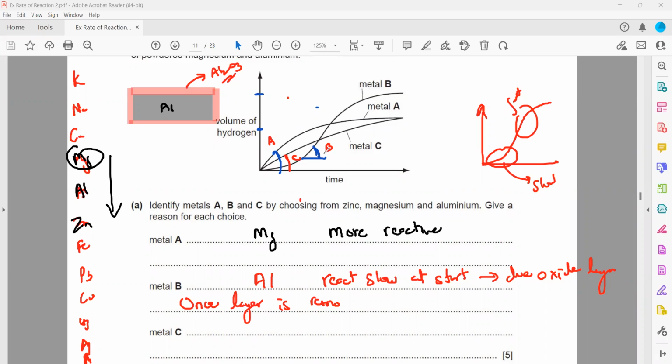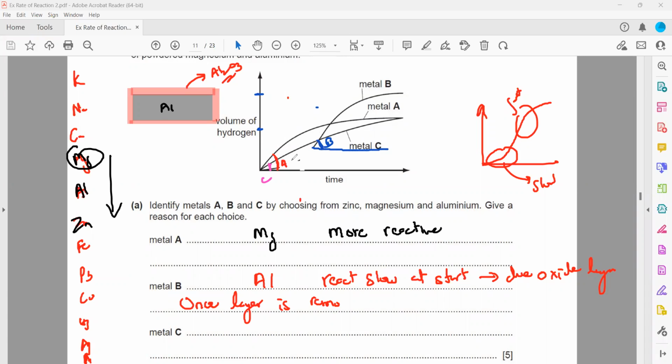Now, even when you check the final slopes, how to identify? For example, if I remove this part and I want to measure the angles, because this part is when the aluminum oxide layer is removed. When I check the angle for A, I will check the angle with the x-axis. This is for A. For B, because in the first part the aluminum oxide was reacting with acid, but then aluminum is reacting. So this is the angle for B. And this is the angle for C.